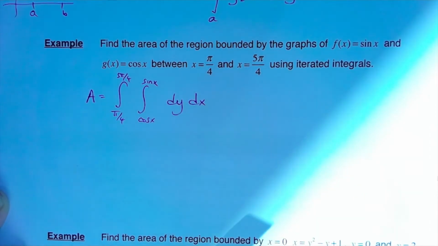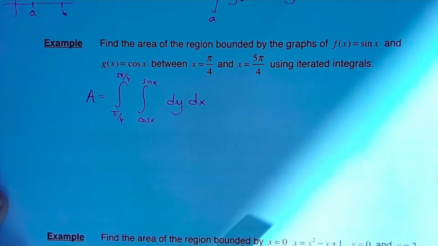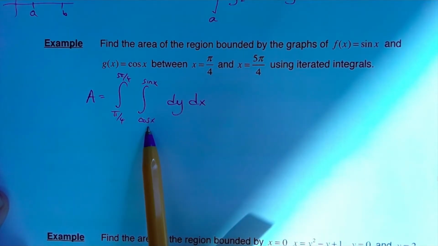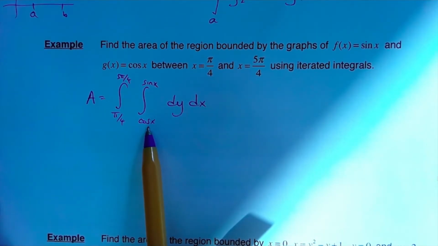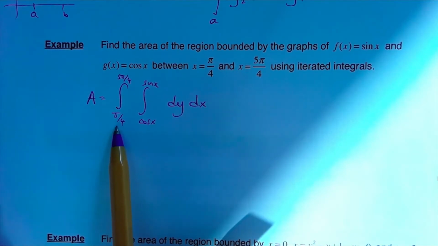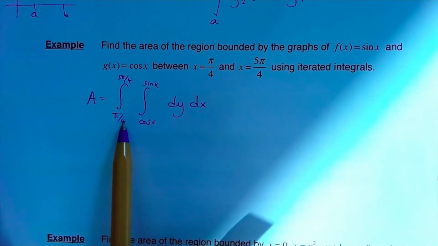So remember, for the inside integral, it's okay to have outside variables, but I would not be allowed to have a y in the limits of integration here.